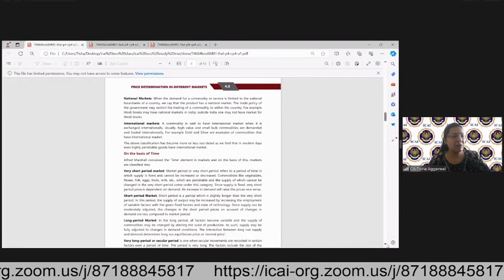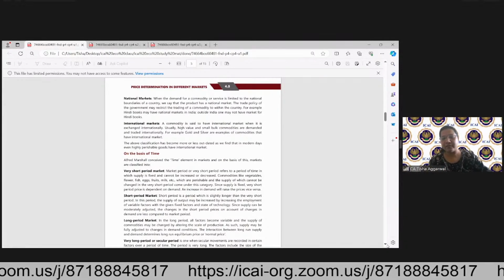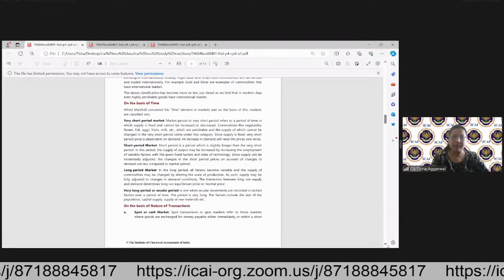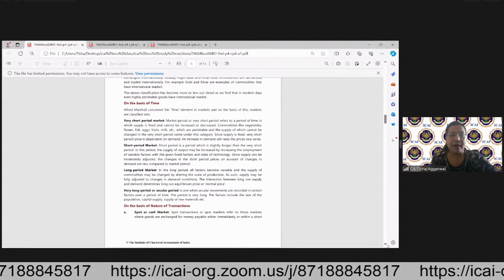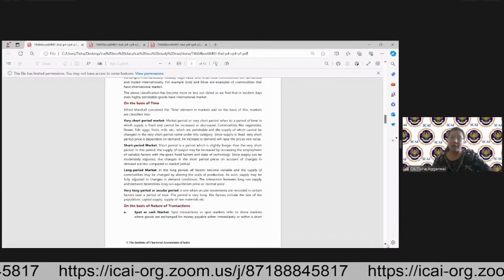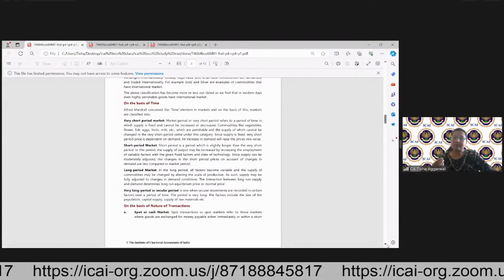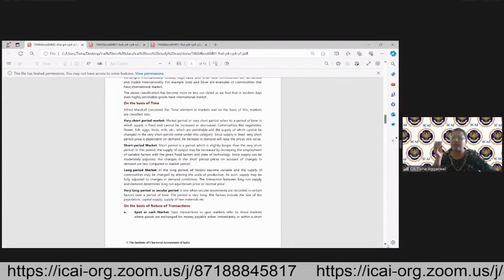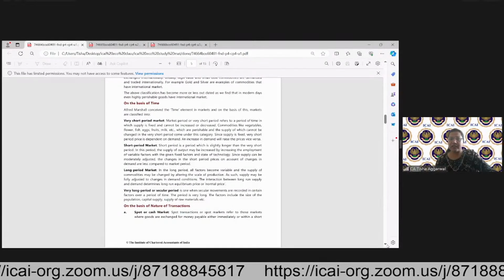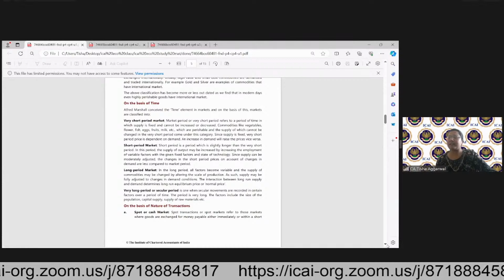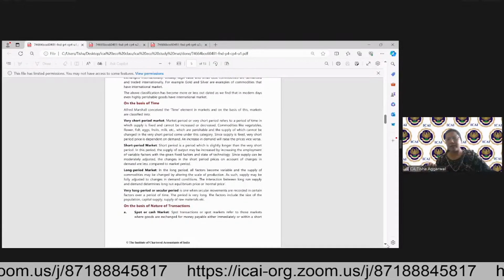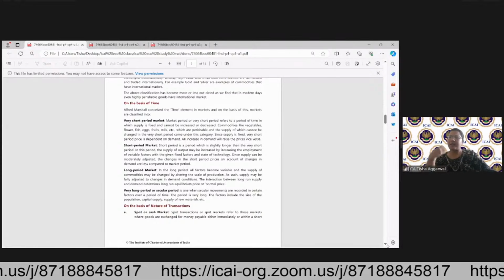Next is on the basis of time. On the basis of time, we have different kinds of market. That is very short period market, short period market, long period market, very long period. Very short period market is something which is for a very small span. Because the supply is not changed, the very short period market is primarily dependent on the demand. The moment increase in demand takes place, supply remaining same, the prices go high.